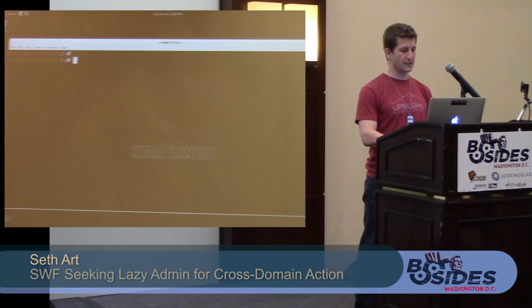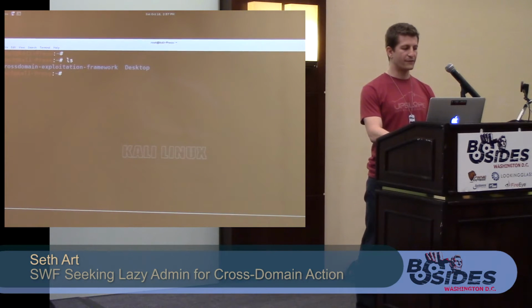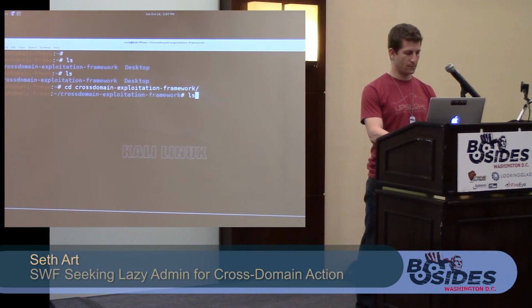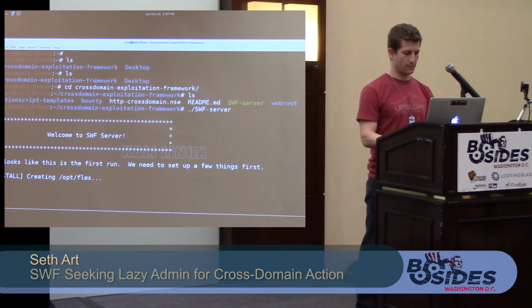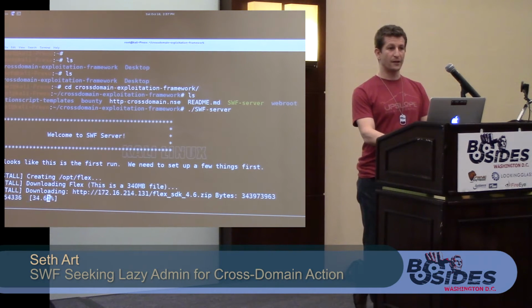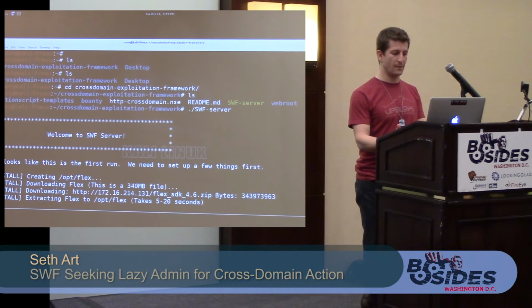Now let's switch over to the attacker. All I've done at this point is download the cross-domain exploitation framework from GitHub. You can see here we have the SWF server. Unfortunately, to create your own SWFs, you need to download a 340 megabyte file from Adobe. I'm serving this locally just to make sure that download will go really quickly. But that'll take some time, and right now it also takes a little time. It's going to unzip that framework.